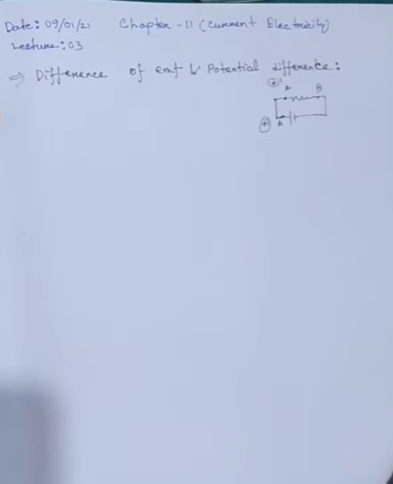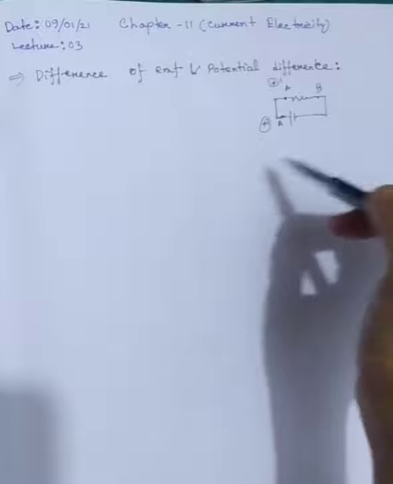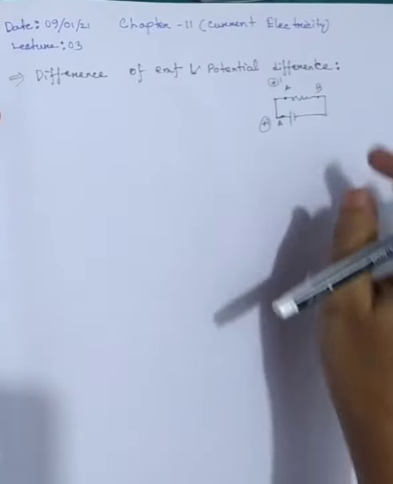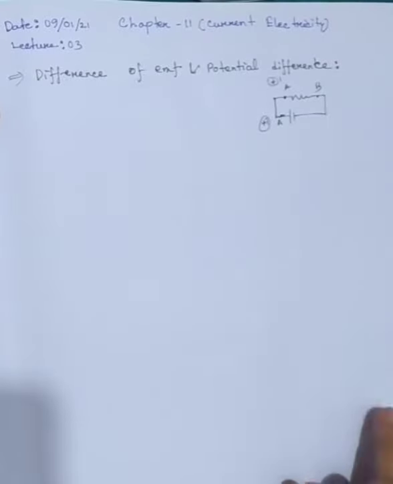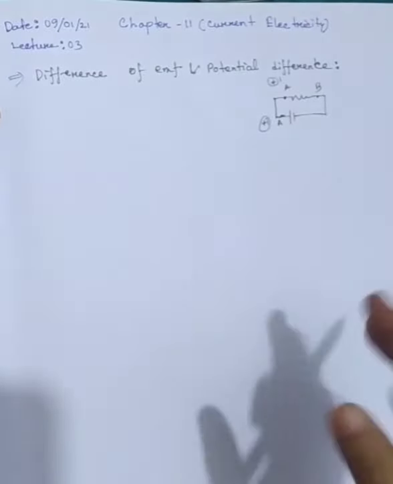Another difference is that the magnitude of EMF is definitely greater than the potential difference, because for determining the EMF we have to travel the whole circuit, but in determining the potential difference between two points of a circuit, there is no condition of traveling the whole circuit.